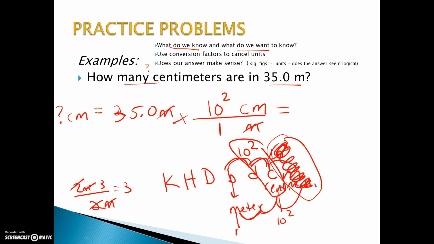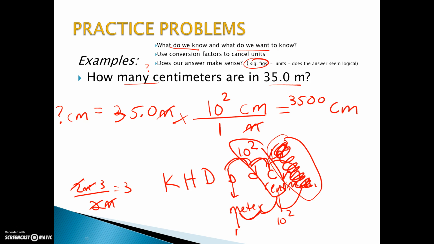Alright, so I've got 35 meters times this fraction of 100 centimeters per meter. My meters cancel, so I'm left with centimeters. I'll take my 35.0 meters times 100, and I get 3500 in my calculator. So at this point I've got to ask my last parts.